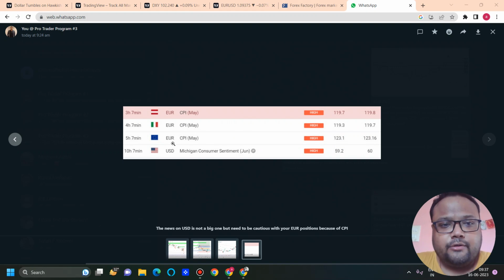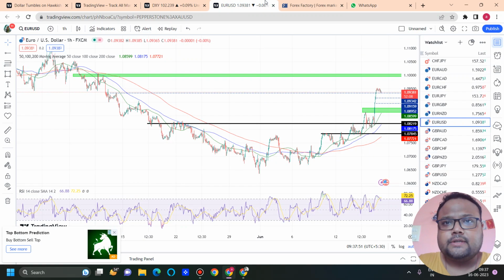But before I proceed, I would like to show you that after a few hours, CPI is coming up on euro, so be careful with your euro positions. And there is also a news on US dollar, but this news is not very impactful. This will not bring crazy volatility to the market, but yes, you need to be careful with your euro positions. You can go to economic calendar and check out the details.